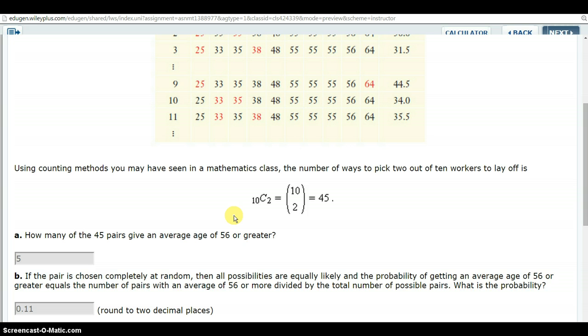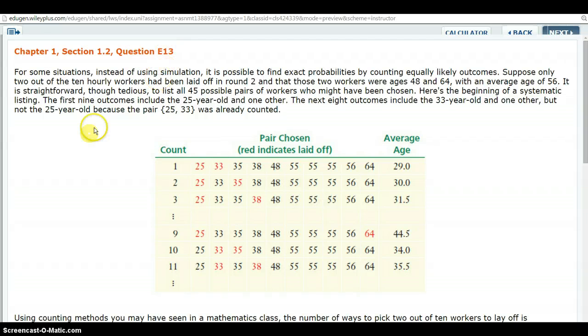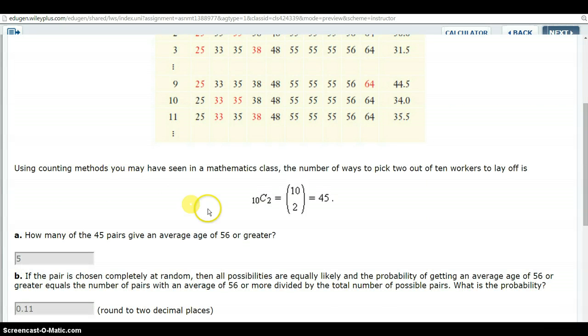So one way would be to email me and say, Dan, I'm on question E13, section 1.2. I have no idea what this 10C2 means. You may go to the textbook first, but I believe the textbook doesn't do much of a job of explaining this. So emailing me would be one option. Another option would be Googling. So what would we Google here?